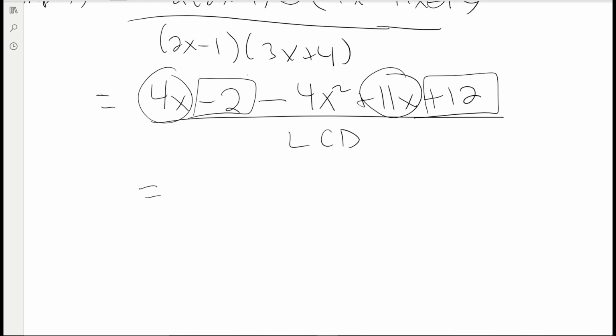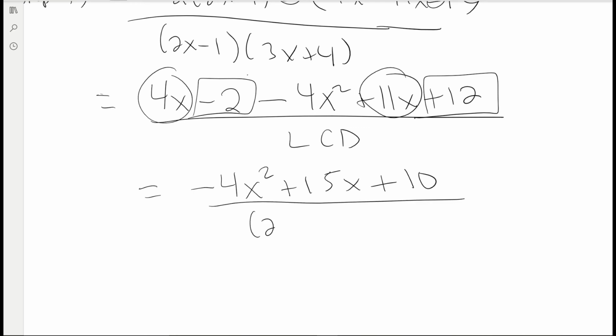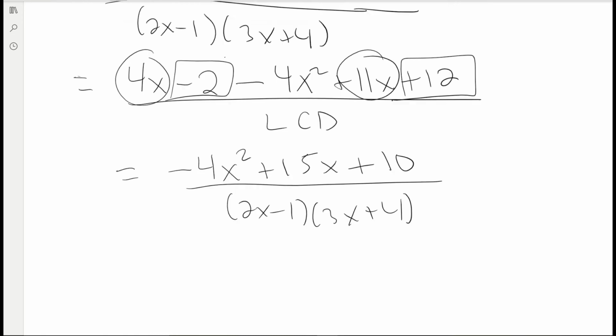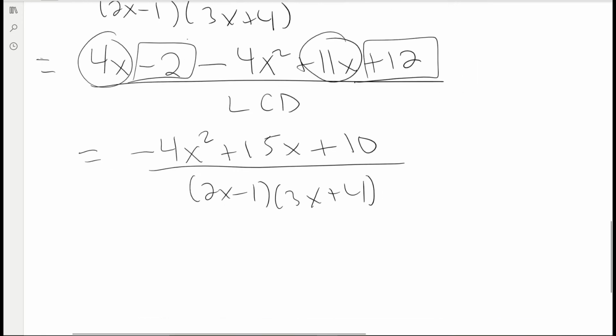And then I'm just going to rewrite this negative 4x squared first because I like the highest power going first. And then plus 15x because 4 plus 11. And then the negative 12 plus 2 plus 12 is positive 10 over, now I'm going to write the LCD as such. And then I got to make sure that this does not factor.